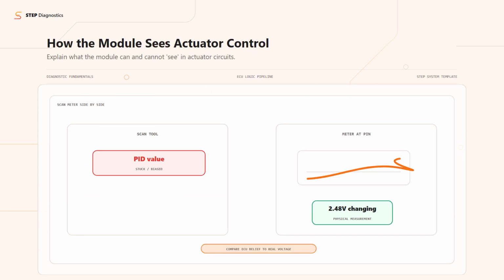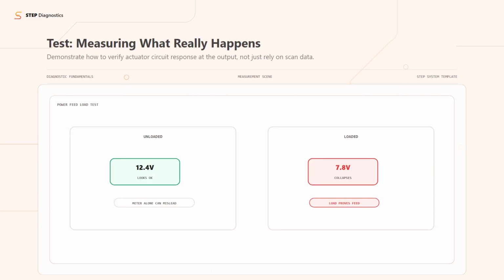Modules track internal logic. They know when they've sent a command, but unless there's feedback, they often cannot tell if the actuator physically did its job. This is why the scan tool may show a valid command, even though the output pin, wiring, or actuator is open or failed. To diagnose the cause, measure at the load.